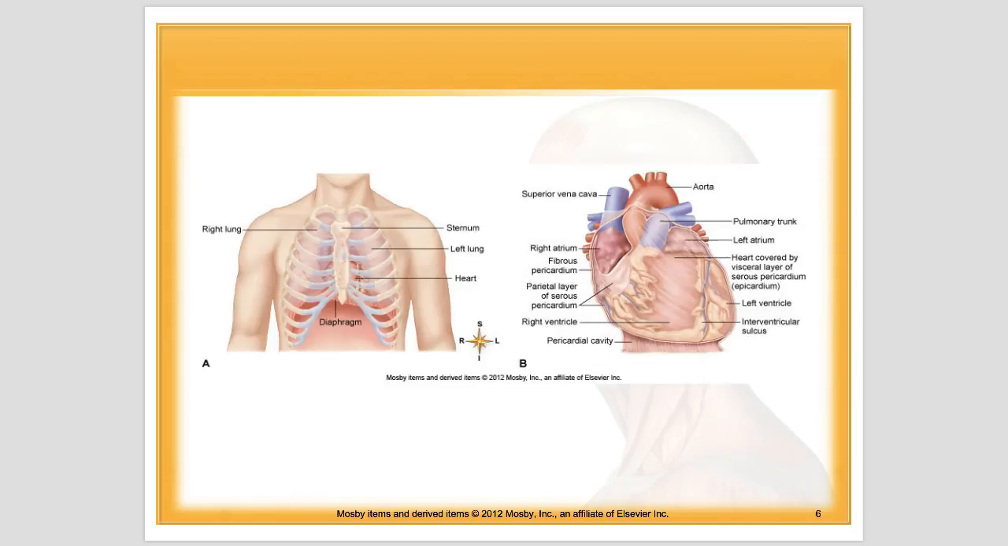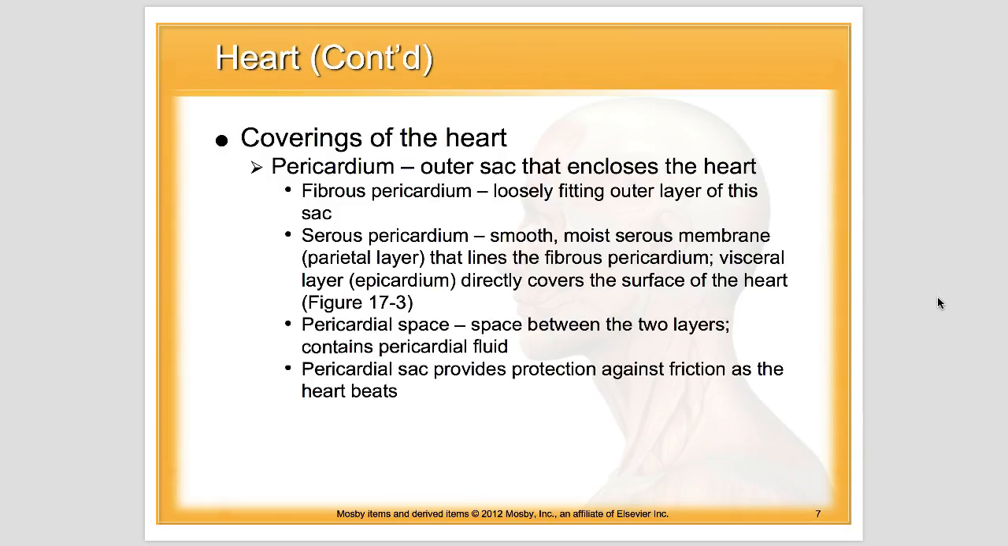So it's in the middle of the chest pretty much, but it's shifted over to the left side just a little bit. And that's, of course, superior to the diaphragm and posterior to the sternum. The heart is covered by the pericardium, and pericardium is the outer sac that encloses the heart.